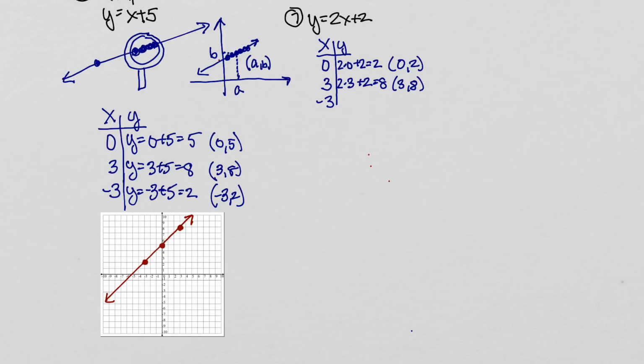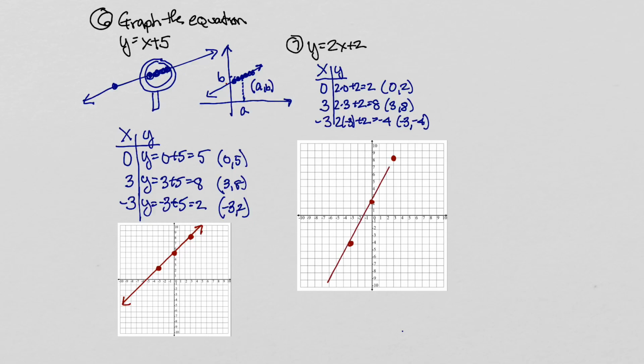Then let's even go backwards here. What about 2 times negative 3 plus 2? That's negative 6 plus 2 is negative 4. So we'll get (-3, -4). Let's get a coordinate system and plot these 3 points. See if we can get a line through those. How about that one? Okay, there we go.